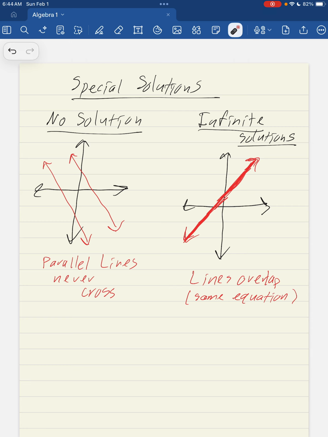Why is that? Because these always cross. Remember, parallel lines don't ever cross, so there's no solution. If you do have lines that are the same exact equation, they're going to overlap, and you're going to have infinite solutions because these are crossing at every single spot on that graph.